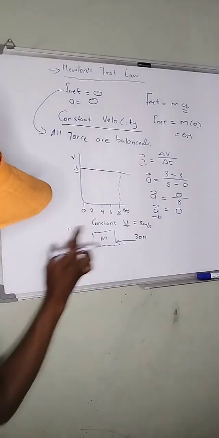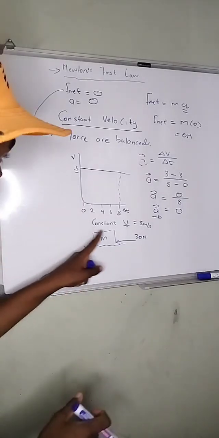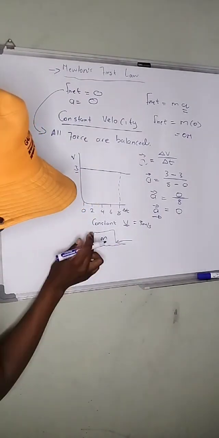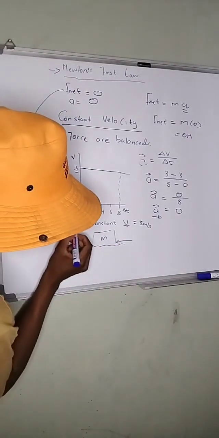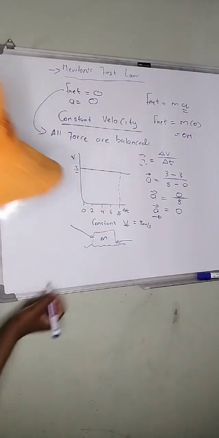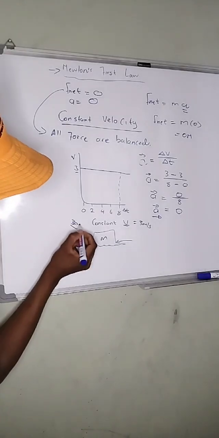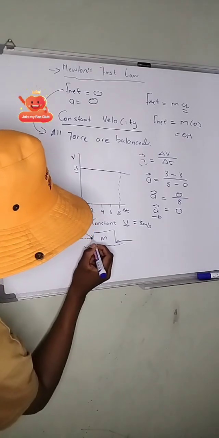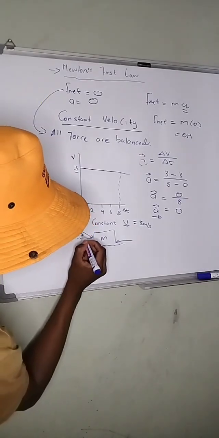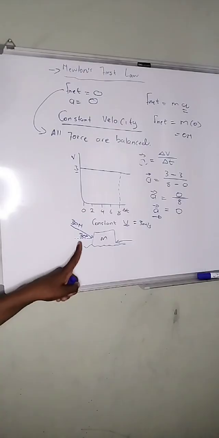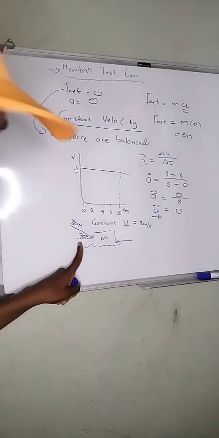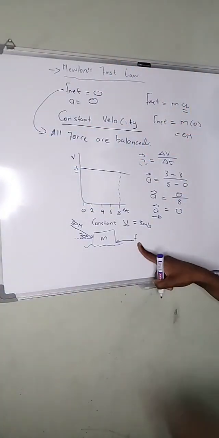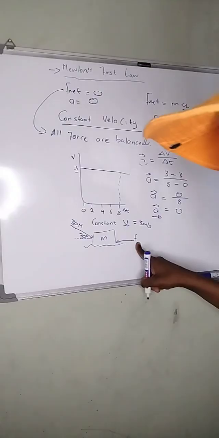Right? So what if the object is traveling at constant velocity and I'm pushing this force at an angle, and this is going to be 30 newtons, right? And let's say here it is at an angle of 30 degrees. What's going to be the value of this frictional force here?